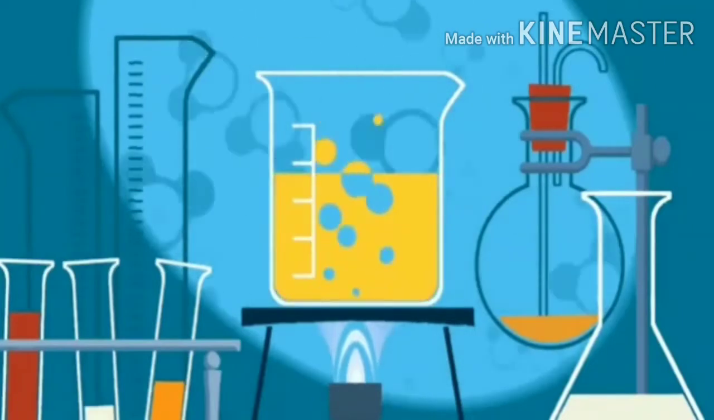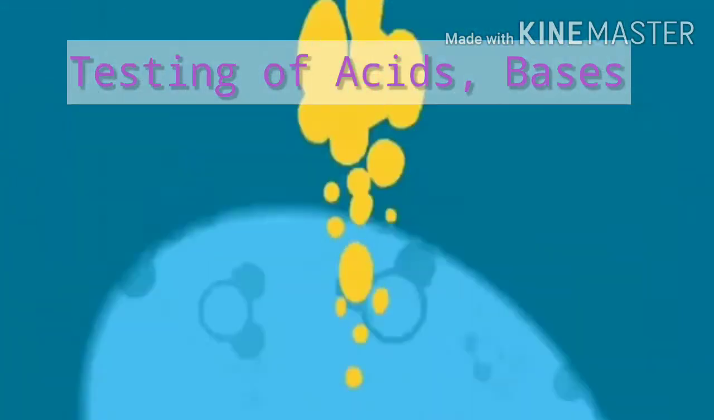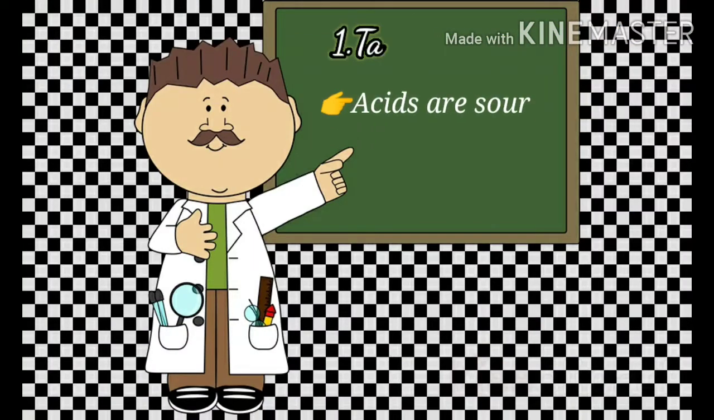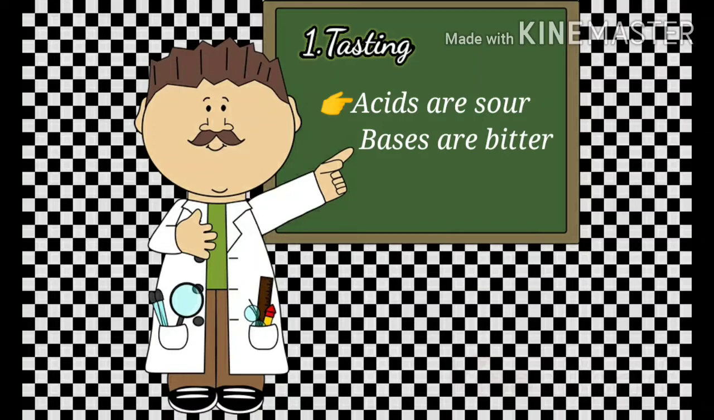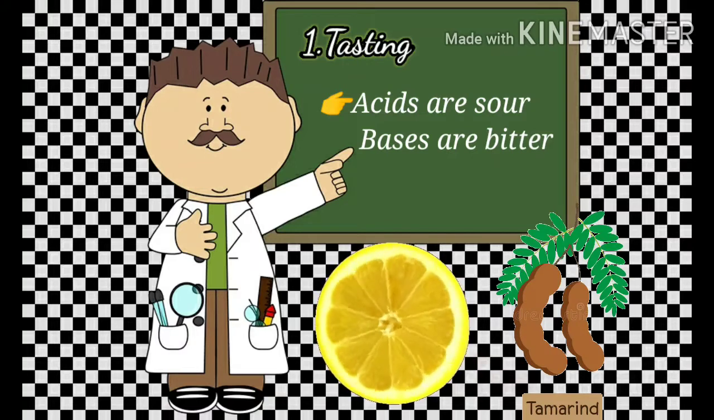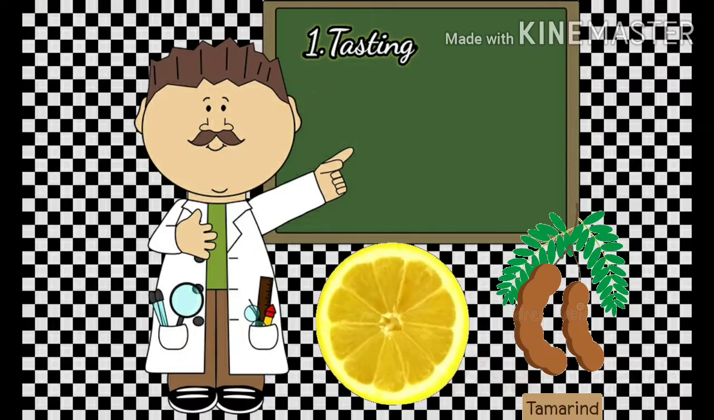Next, we will learn about testing of acids and bases. There are many ways of testing a substance to find out whether it is an acid or base. The first method is tasting. We have learned that acids are sour to taste while bases are bitter to taste. Different acids are present in different food materials. Some fruits taste sour as they contain acids. Examples are oranges, lemon, tamarind, etc.